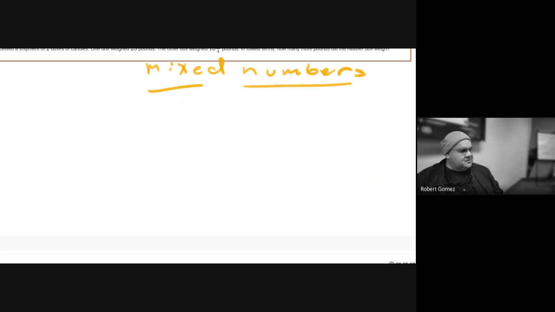So a mixed number has a couple of parts, right? I'm just going to make one up. The number is not that important. We're just labeling parts here. So let's say I have something like 2.5, right? You may have seen that before.